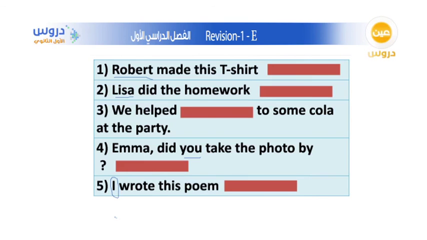What about the key word in the third sentence? We helped. We. Perfect. Excellent. So it should be ourselves. And in the fourth sentence, you've got you as a key word. Yes, exactly. You here is the key word. Emma, did you? All right. And I in the fifth sentence. Is it okay now, Mr. Ahmed? Perfect. Good. Happy?